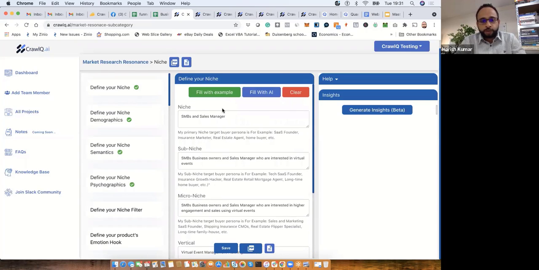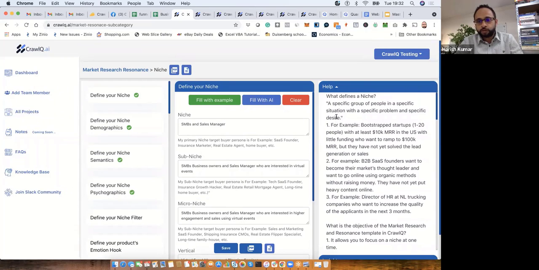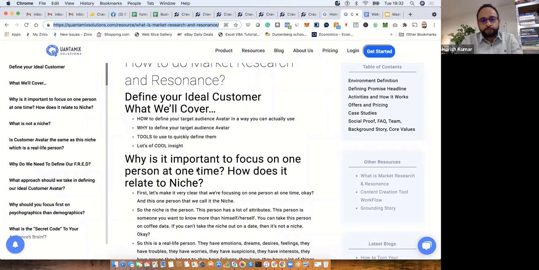Now, it might be daunting, it's very difficult to start thinking in this approach. So it's very important that you get help here. There are a lot of definitions here, like what defines a niche. And I have also put this here for your help. It's really a good eye opener if you are not used to this thought process.